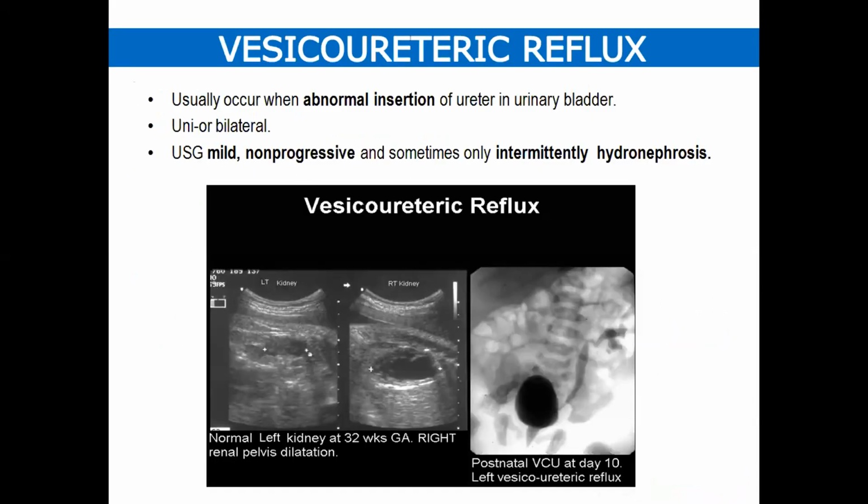Vesicoureteric reflux occurs when there is abnormal insertion of the ureter into the urinary bladder. It can be unilateral or bilateral. The ultrasound might reveal mild, non-progressive, or sometimes intermittent hydronephrosis, and the kidneys can be normal in vesicoureteric reflux. We have to assess the fetus after it is born, and a postnatal VCU might reveal left vesicoureteric reflux.